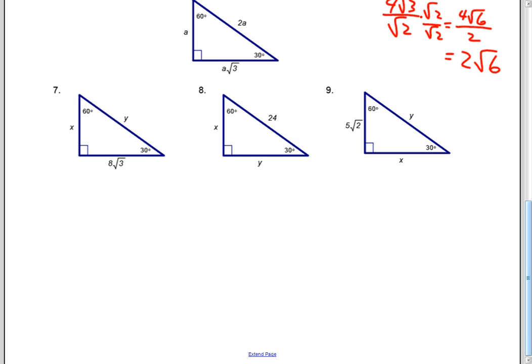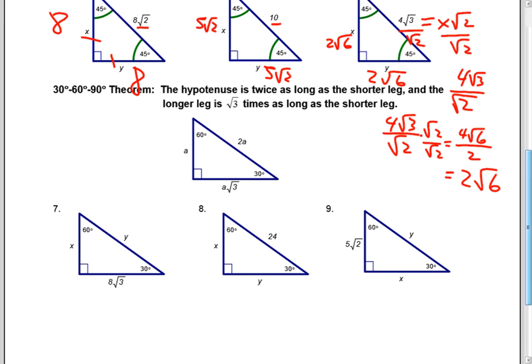Second process is 30, 60, 90. For some reason, when we get to this, people think that the radical 3 part of the pattern applies to the hypotenuse because it applied with the radical in the last one on the hypotenuse. But this is the long leg. What did I tell you to focus on or label with the 30, 60, 90? Short side. Look for the 30 and see if you have the short side.